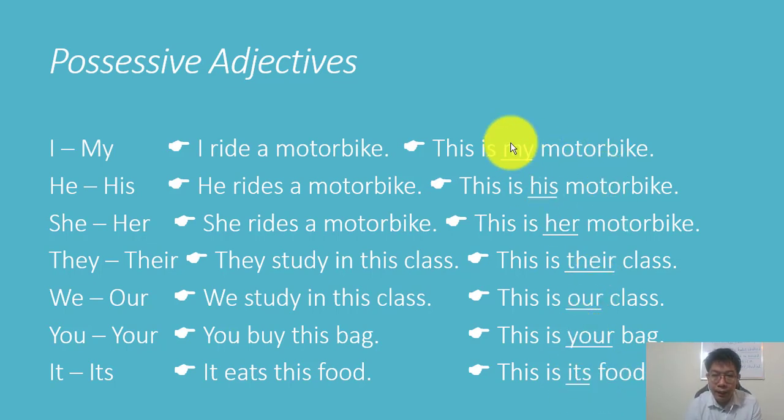So all of this here is a possessive. Okay, I change to my, he changes to his, she changes to her, they to their, we to our, you to your, it to its. Okay, so normally behind these possessive pronouns, we always have a noun behind.